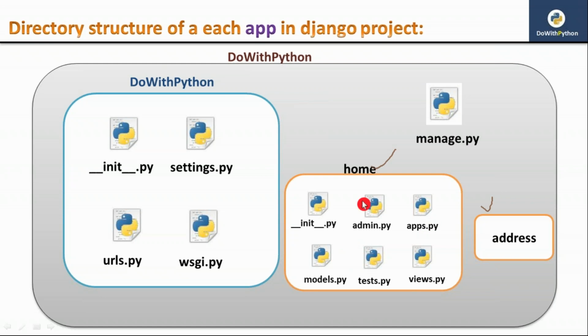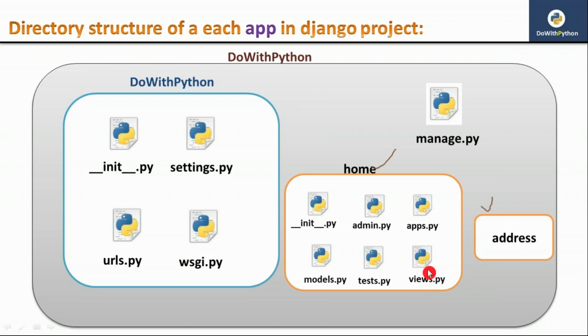As of now I am not going through each and every file. Again, init is to represent this home as a package, and I am going with only views.py as of now. So views.py is the file responsible for showing some data whenever a request comes from the user. Here you have to write code to process the user request, the user URL, on any application. So views.py is the main file.